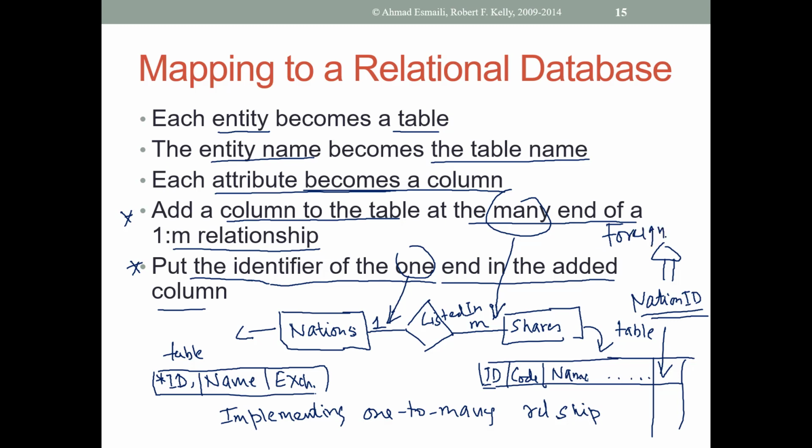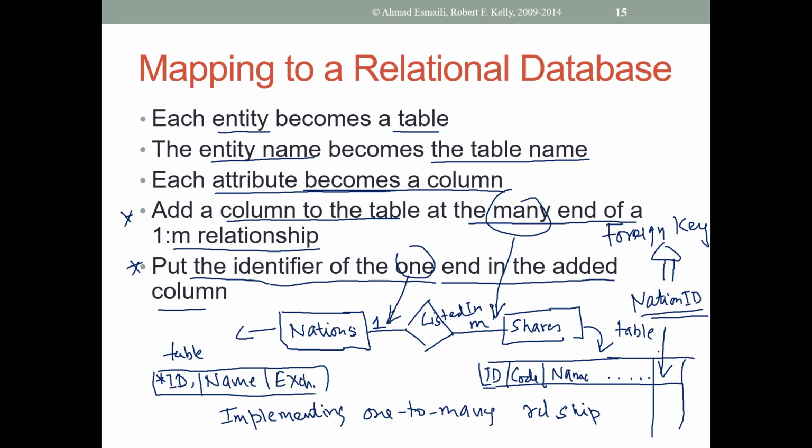This is a foreign key. Why is this a foreign key? Because what do we have here? This new column that I created, I'm using this column to keep the primary key or the identifier of the other table. What's the other table? The other table is the table for the entity that corresponds to one end.